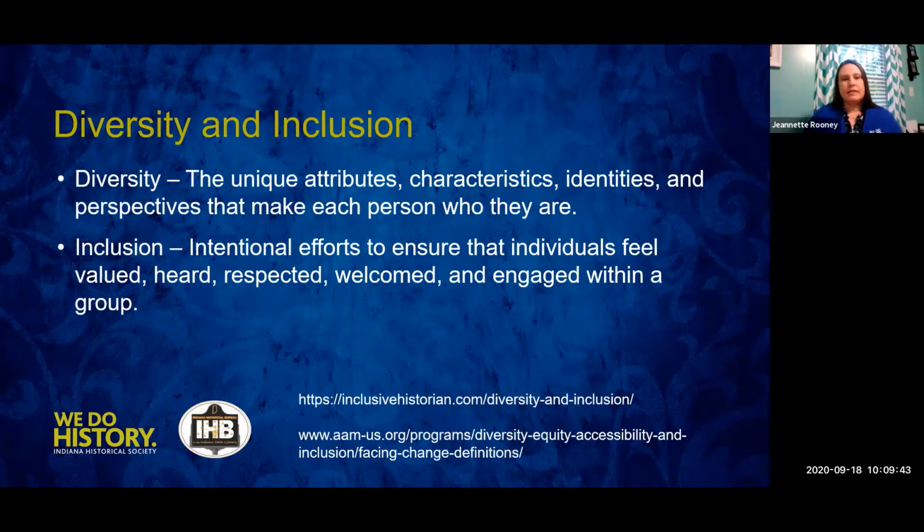Inclusion involves the intentional efforts that ensure that individuals feel valued, heard, respected, welcomed, and engaged within a group. So these two are often linked, but they function differently. So think of diversity as a noun, a state of being, while inclusion is a verb. It involves action on our part. So it's important to consider these as historians because broadening inclusion of diverse voices in history is really critical to the relevance of history today.